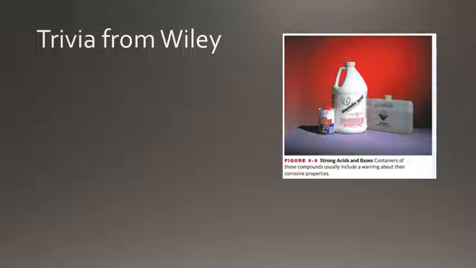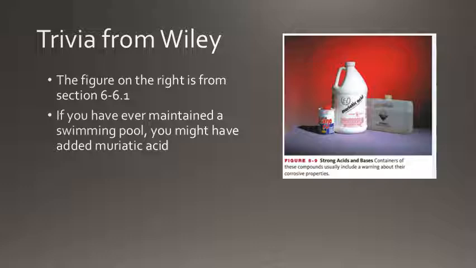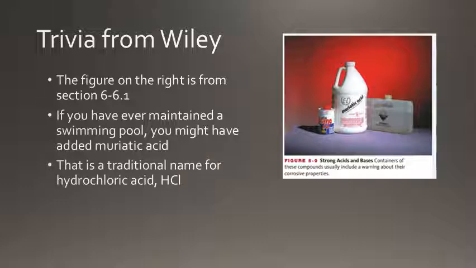So you've seen this picture in Wiley. The picture's from section 6-6.1. It says muriatic acid. If you've ever maintained a swimming pool, you might have added muriatic acid. It sounds like a long fancy name, but it's just the traditional name for hydrochloric acid, HCl. Why don't they call it HCl? Great question. But I just wanted to share that bit of information. HCl is considered a strong acid, and the word strong has a specific meaning in terms of acids and bases.